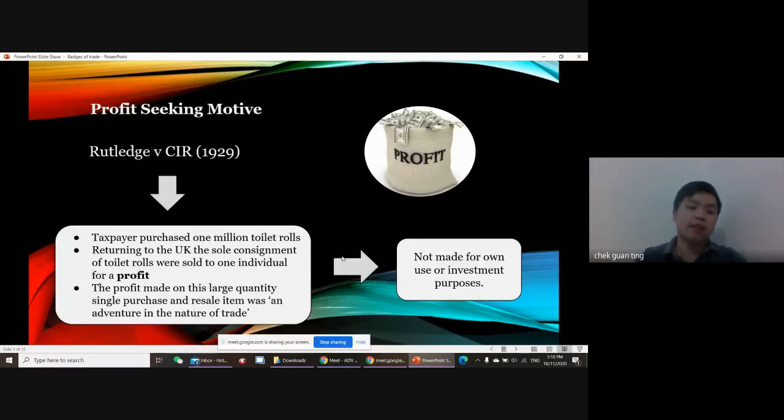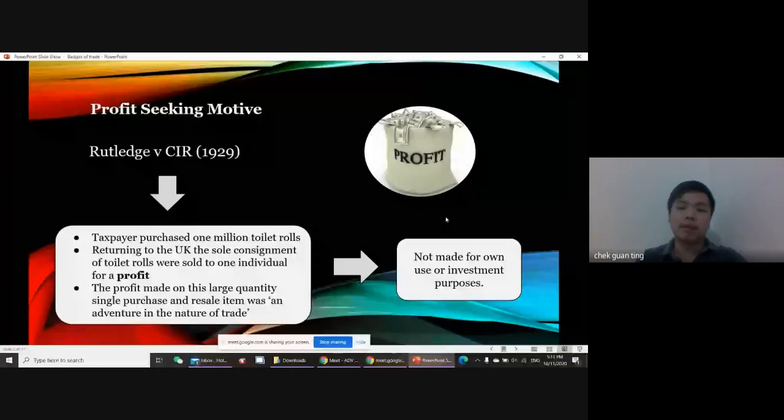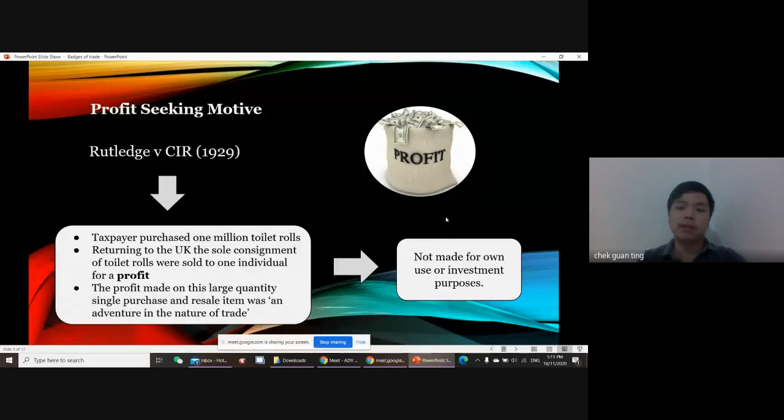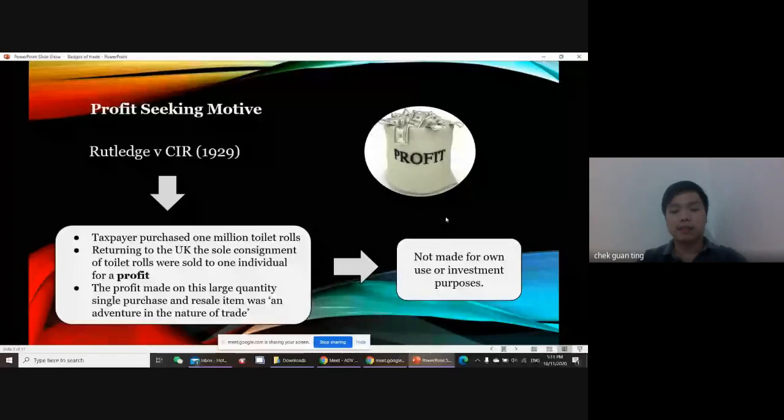Then the first measure is the profit-seeking motive. When a person enters into a transaction, we need to identify whether there is a profit motive or not. Then, one is not to exceed the profit. That is important because the motive can be earned to one.